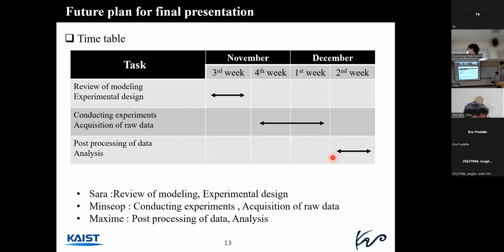This is our future plan. We think that for the final presentation, the main task is composed of 3 components. The first one is review of modeling and experiment design, which I will be doing. The second one is conducting the experiment and extraction of raw data, and I will do it for 2 weeks. And finally, post processing of the data and analysis are needed in the next week.